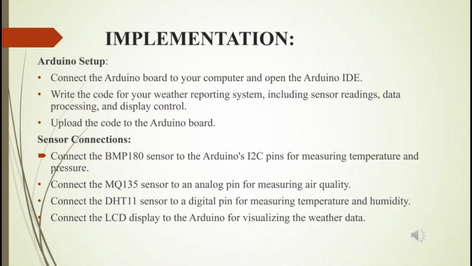We have to code our Arduino in such a way that it has all the necessary information such as sensor readings, data processing and the display of the data, and we have to upload our code to the Arduino. Sensor connections. First we have to connect the BMP180 sensor to any of the analog pins for measuring the temperature and the pressure. And we have to connect the MQ135 to any of the analog pins for measuring the air quality. And also we have to mention the pin in our code and connect the DHT11 sensor to any of the digital pins, and in this case we connected it to a digital pin too. And connect the LCD also for visualizing the weather data.